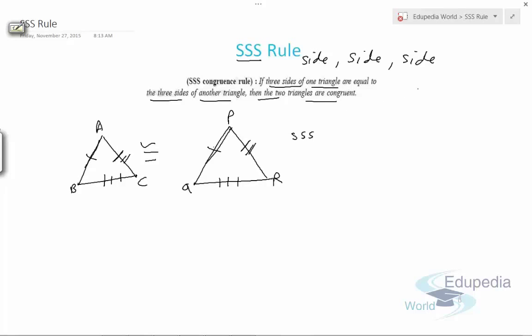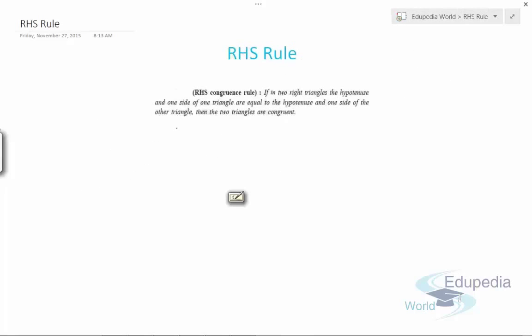So let's discuss another rule. It's a very important rule and widely used in congruency, so please listen carefully. Now in RHS rule, in two right angle triangles, the hypotenuse and one side of a triangle are equal to the hypotenuse and one side of the other triangle, then the two triangles are congruent. So what does this mean? Let's discuss.